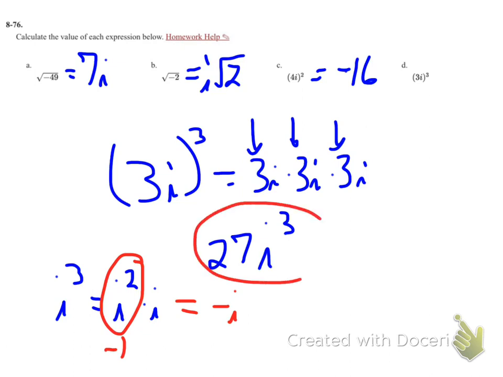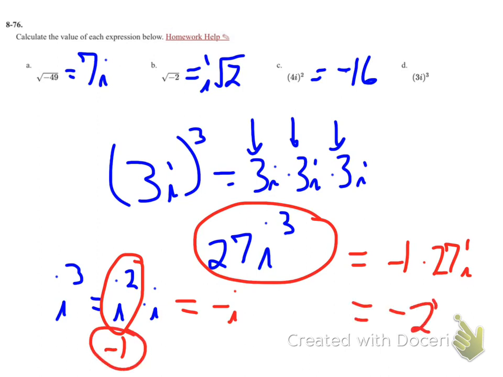So now if I take 27 times i cubed, that's going to be a negative 1 times 27 times i, because i cubed was negative i. So this is going to end up equaling a negative 27i. Hope that helps.